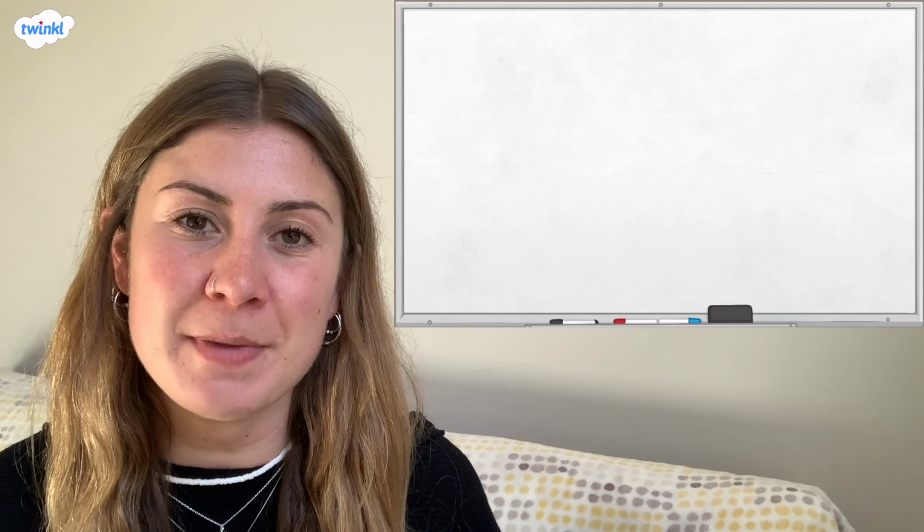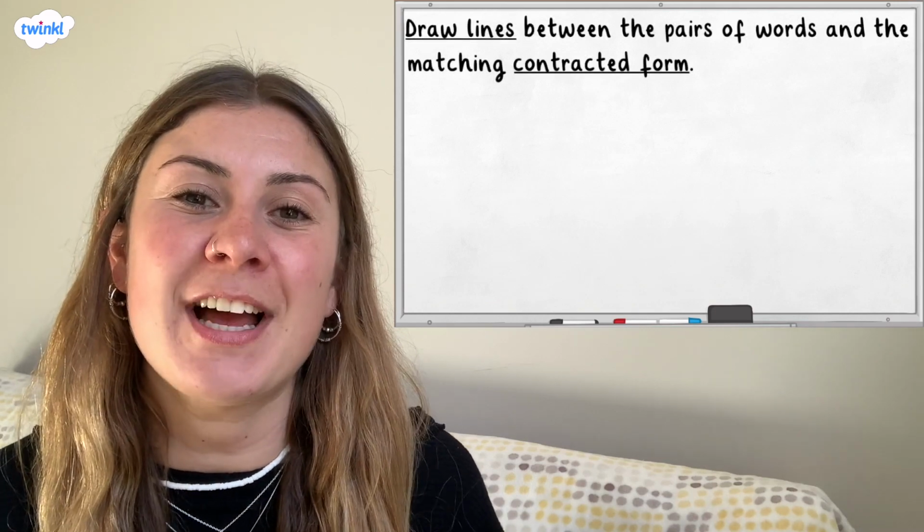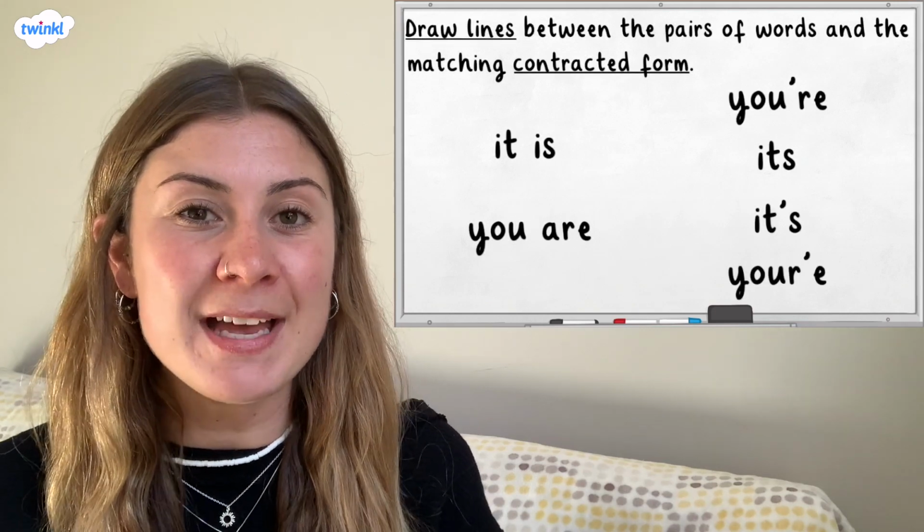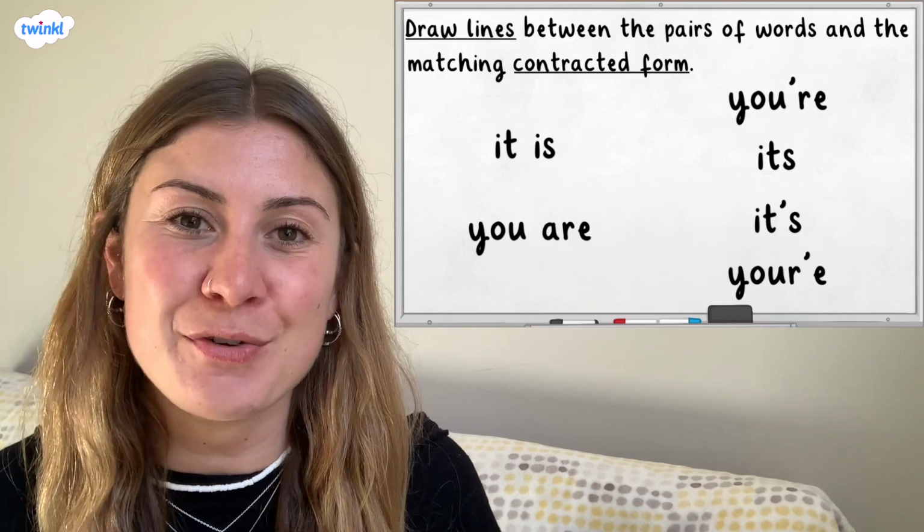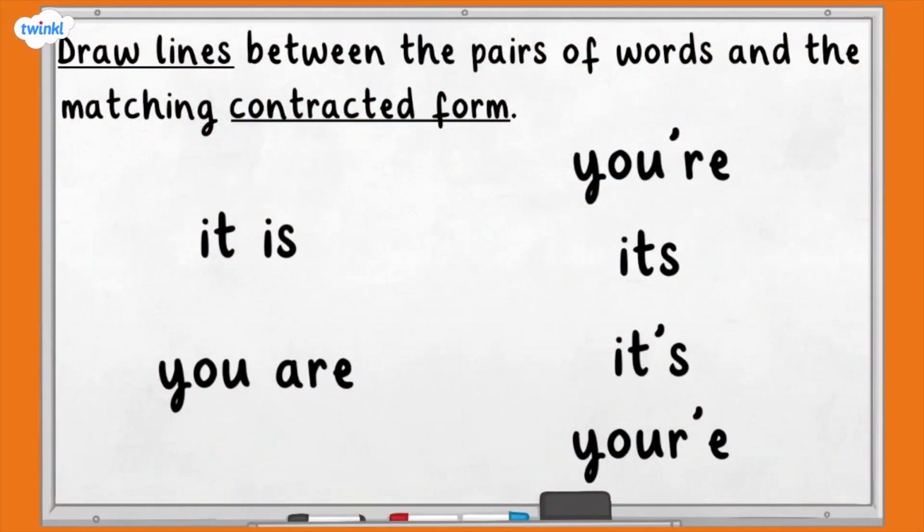Let's look at a question about apostrophes for omission. This question asks you to draw lines between the pairs of words and the correct contractions. Top tip: remember there should be an apostrophe where the letter has been missed.